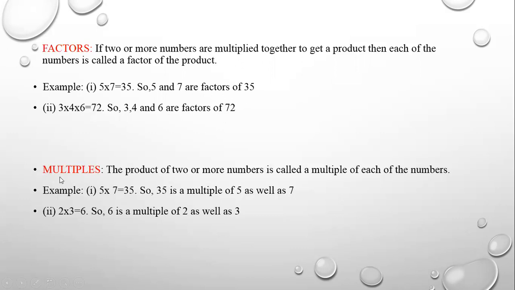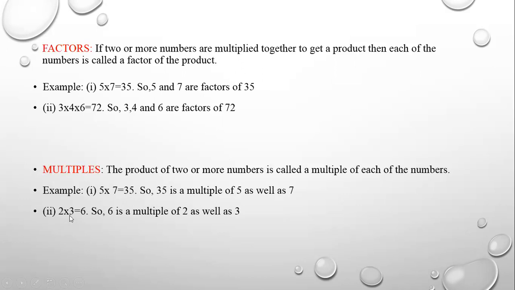Next, we have multiples. What are multiples? The product of two or more numbers is called a multiple of each of the numbers. What does it mean? See the example here. Again, we have two numbers, 5 and 7, and the product of these two numbers is 35. So here 35 is a multiple of 5 as well as 7.